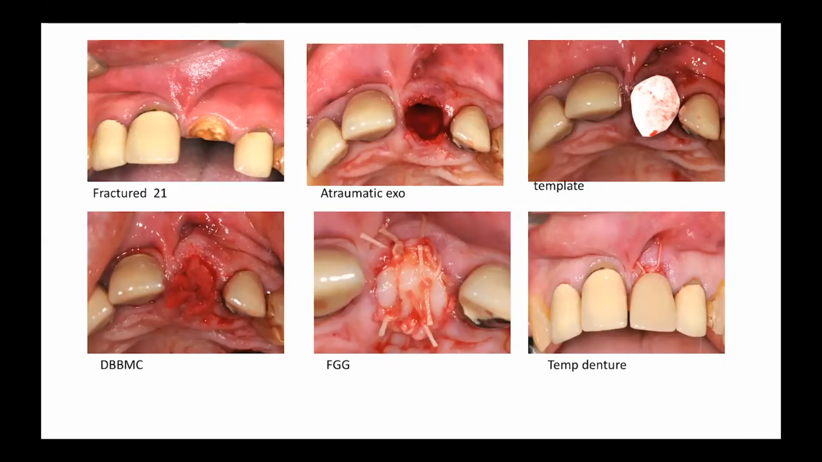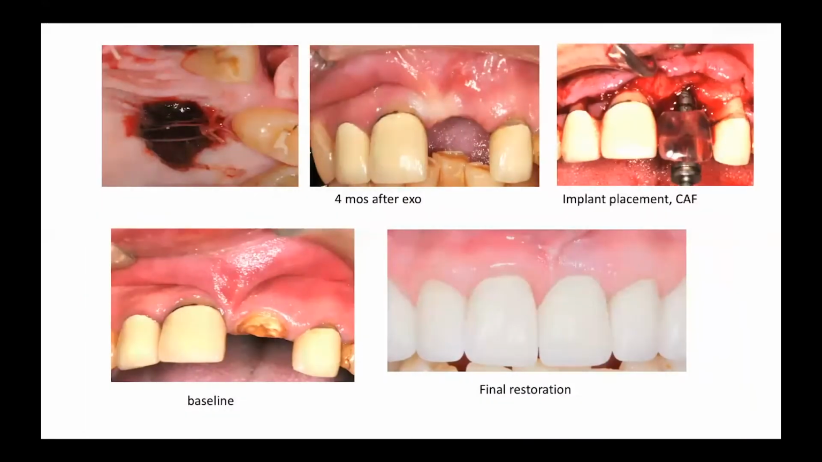The tooth was extracted atraumatically and the material densely packed into the socket. A free gingival graft was harvested to close the socket and temporization provided. Dental implants were placed 4 months after ridge preservation procedures and restored accordingly.